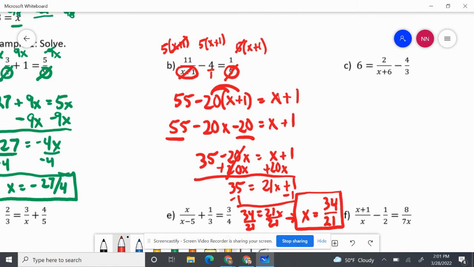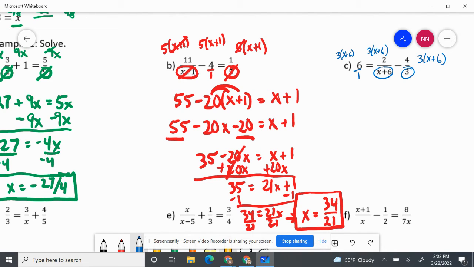Now, looking at letter C, what we're going to do is we're going to look for a common denominator. We have an x plus 6. We have a 3. Notice that the 6 would be 6 over 1. So our common denominator would be 3 and then x plus 6. 3 and then x plus 6. And then 3 and then x plus 6.